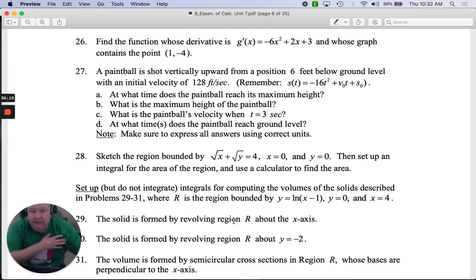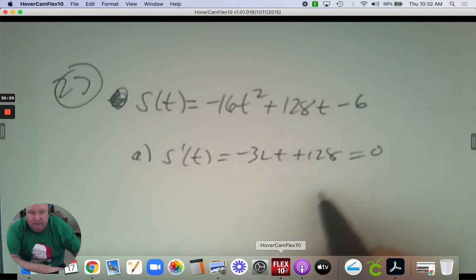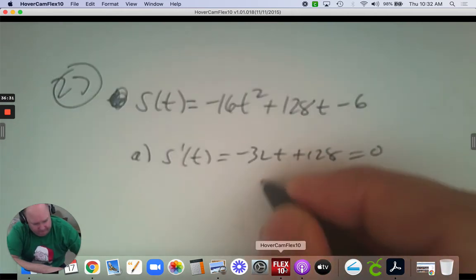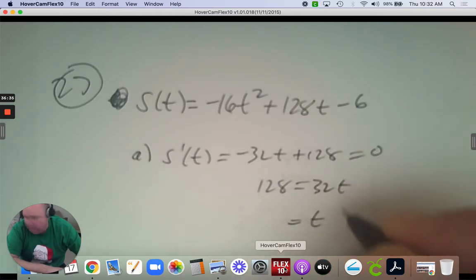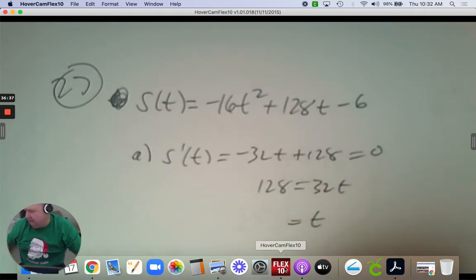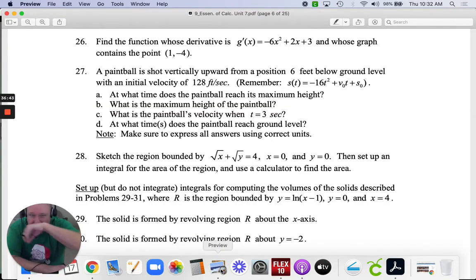At what time does the paintball reach its maximum height? So I'm going to take the derivative of that. Make it equal to 0. Take the derivative, make it equal to 0. Does 32 go into 128 evenly? Of course it does, 4 times. And that's in 4 seconds, let's assume. Yep.